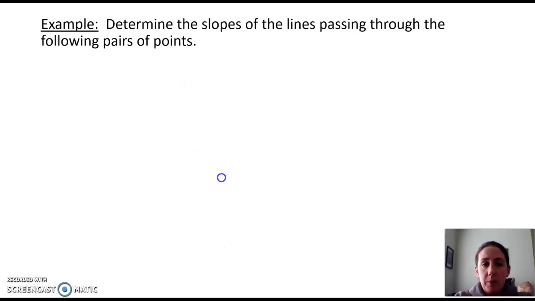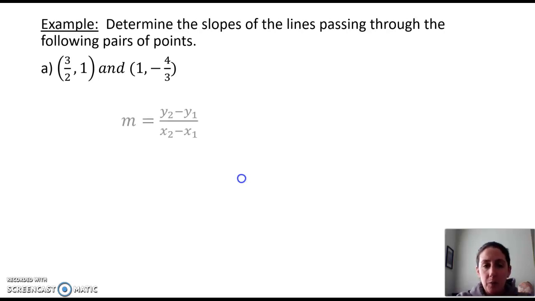Now let's find slope between points. Here we have 3 halves, 1, and 1, negative 4 thirds. So if we want to find the slope, remember to find the slope, you take the y from your second point minus the y from your first point over the x from your second point minus the x from your first point. So when we do that, negative 4 thirds minus 1 over 1 minus 3 halves.